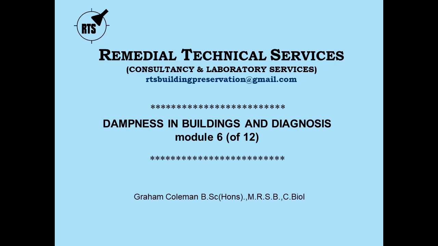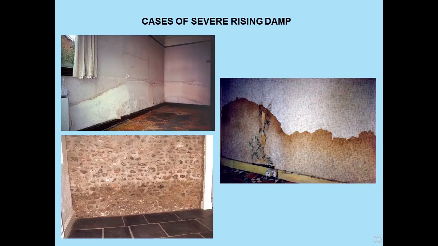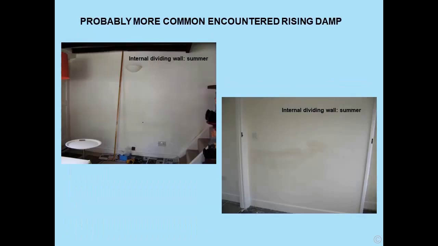Dampness in buildings and diagnosis. Module 6. Sources of damp, rising damp. Cases of severe rising damp, and I think these really are severe and exceptional, and there are 3. However, probably more commonly encountered rising damp, and basically this is the stuff I encounter. 2 examples there, you can see these and the damp patches. These are where the damp proof course has not proved effective, basically.